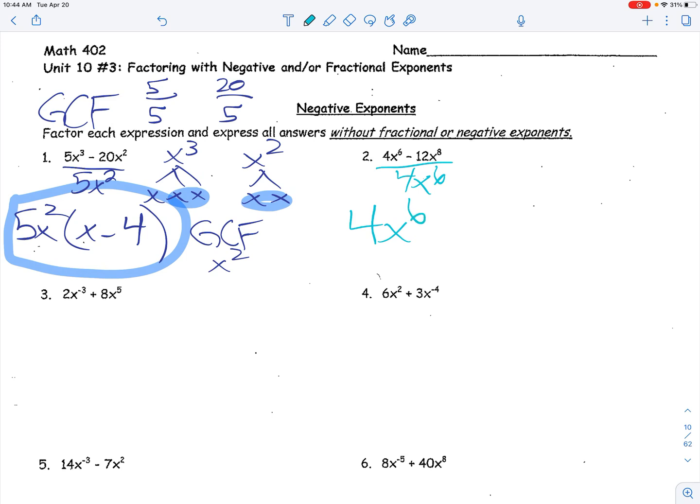So we're going to factor that out. We're going to factor out a 4x to the 6th power. And then, once again, we'll divide both terms by the GCF to get the remaining factor. 4 divided by 4 is 1. x6 over x6, if you want to cross that out, fine. Minus 12x to the 8th over 4x to the 6th. 12 divided by 4 is 3. x8 over x6 is an x2.